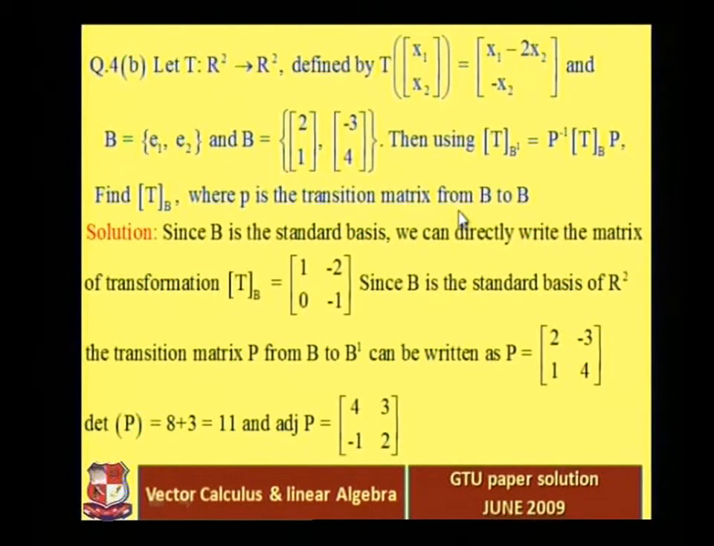Since B is the standard basis, we can directly write the matrix of the transformation, right? Because B is the standard basis e1 and e2, where e1 is (1, 0) and e2 is (0, 1), that we all know for the standard basis of R2. So we can directly write the matrix of transformation with respect to the basis B. You can see that the coefficient of x1 in the first coordinate is 1, and in the second coordinate the coefficient of x1 is 0.